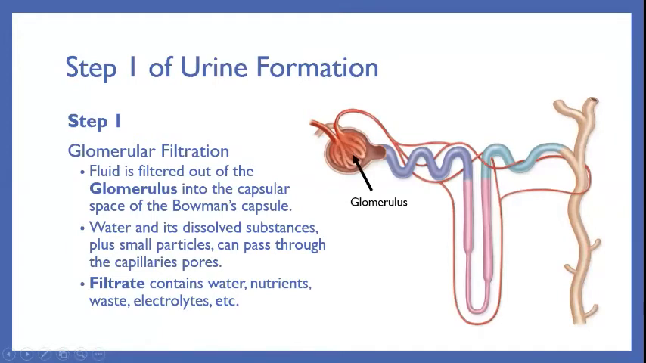Step 1 is going to be glomerular filtration. That is when we take the fluid, we filter it out of the glomerulus into the capsular space of the Bowman's capsule. Water and its dissolved substances, the ions, the glucose, plus tiny particles can pass through the capillary pores. This produces filtrate that contains water, nutrients, waste, and electrolytes.